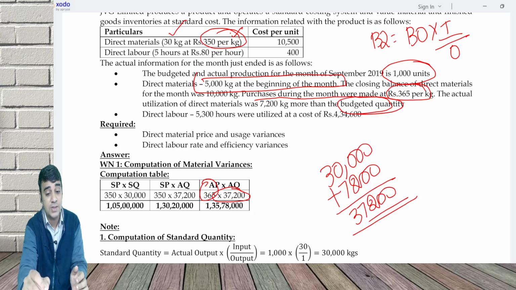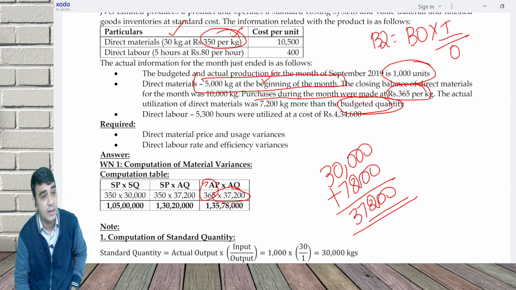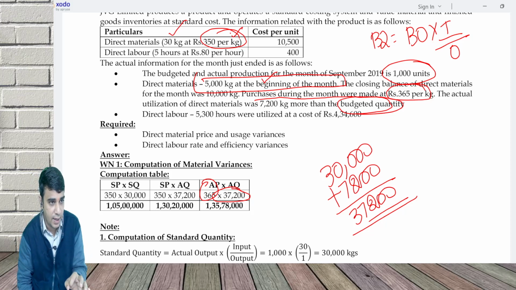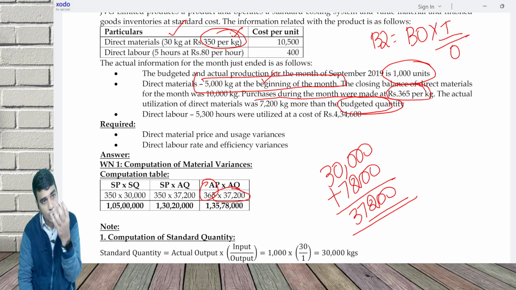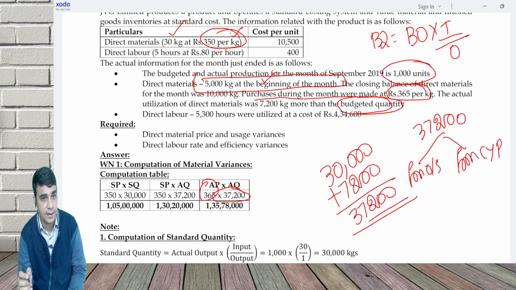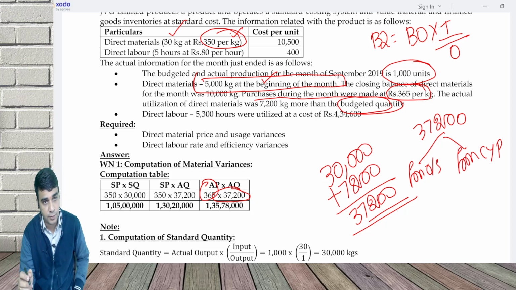There is an opening stock of 5,000 at the beginning of the month. This is similar to the third question we did in material variance, where we had opening stock, purchase and closing stock. Opening stock was valued at standard price, purchase was valued at actual price. That is what we did. So ideally this 37,200 I should split into two: from opening stock, from current year purchase. I hope you remember this.